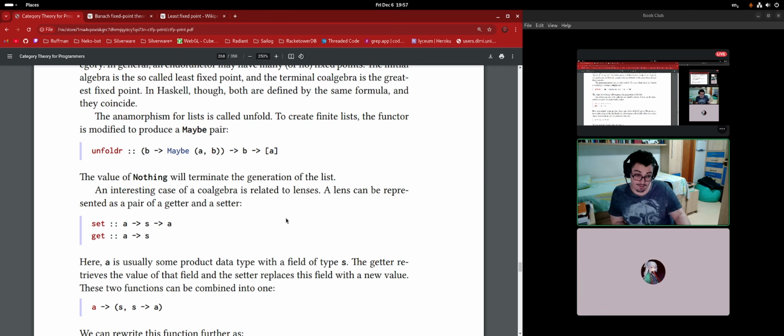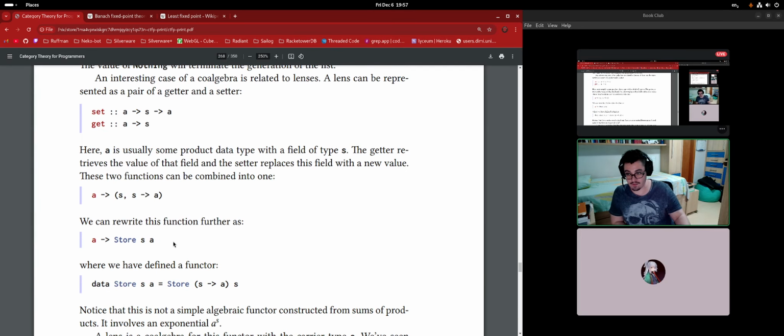But anyway, apparently these things that we are looking at, catamorphisms and anamorphisms, participate in the construction of lenses. So a lens can be represented as these functions. Again, don't fool yourself. This is not Java stuff. And A is usually some product data type with a field of type S. The getter retrieves the value, so you pass the product type, and it will return you the value of a field of type S. And the setter replaces this field, giving you the new value, which is why we get another A.